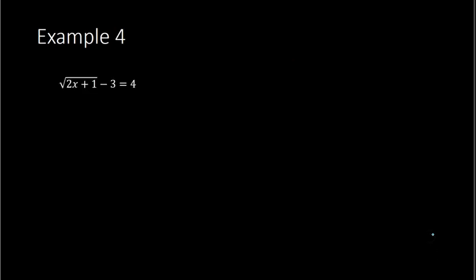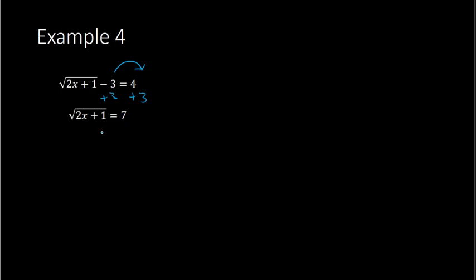Here is another example. So each example, we are increasing the difficulty a little bit. Now here, we have a square root, and we have a minus 3 over here. What I want to do first is make sure the square root is by itself before I square both sides. So like here, this minus 3, I want to bring it over to the right side by adding 3. That's going to give me the square root of 2x plus 1 equals 7.